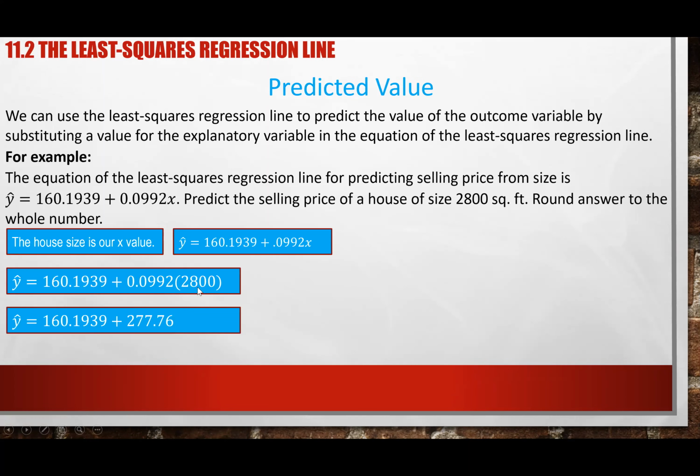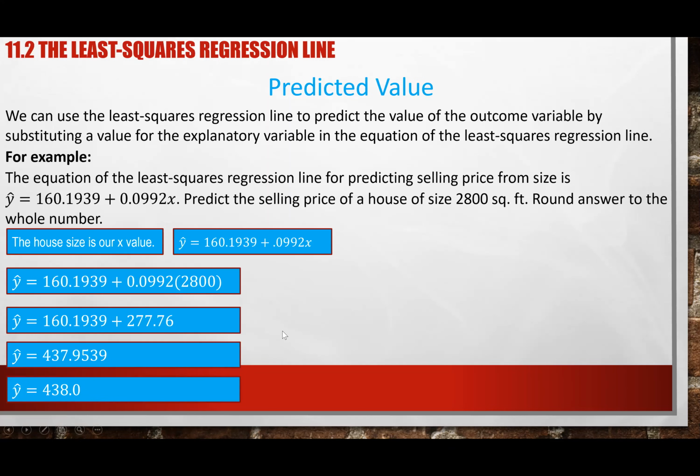0.0992 times 2,800 gives me 277.6. And if I add them together, I have 437.9. Because they asked me to round to the whole number, the predicted value is: if the house is 2,800 square feet, then the price should be $438,000, estimated or predicted.